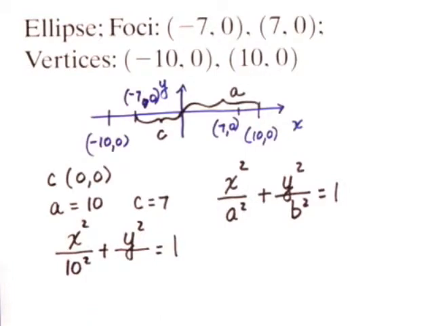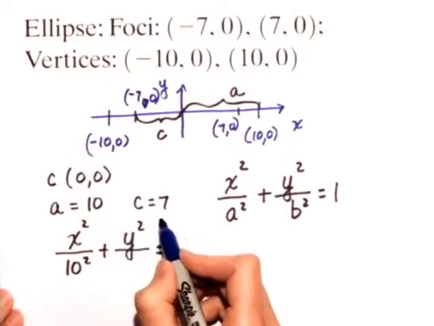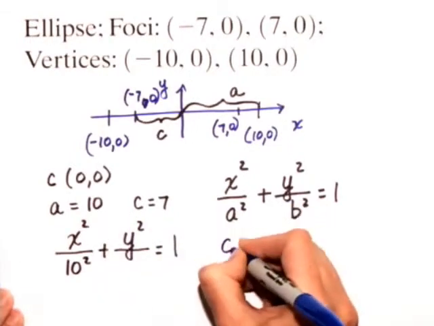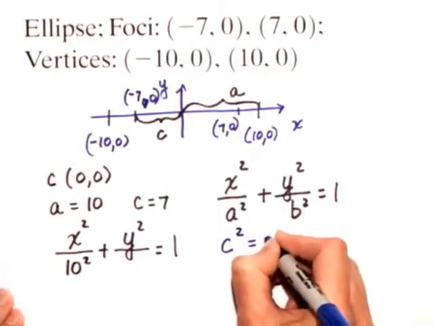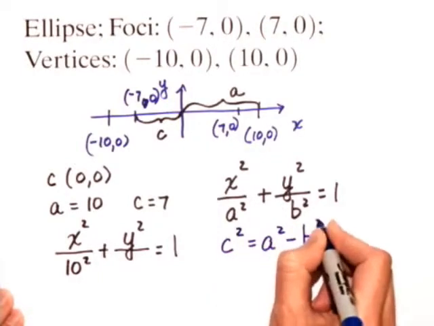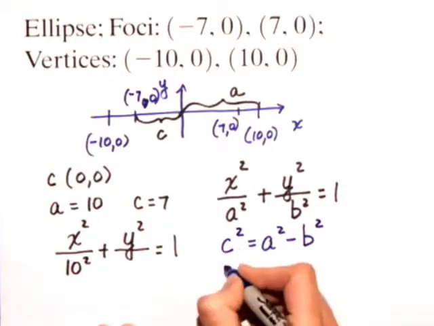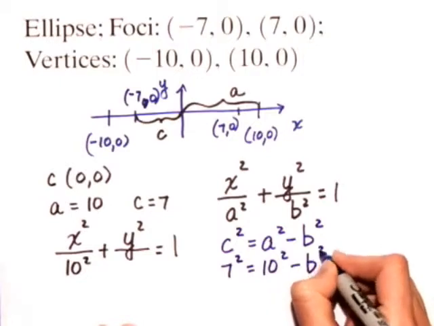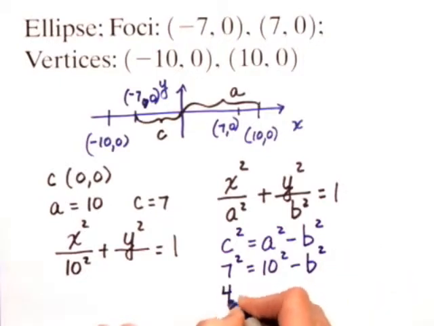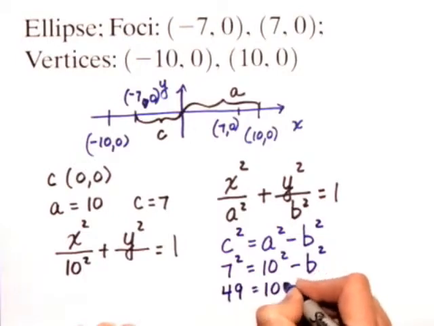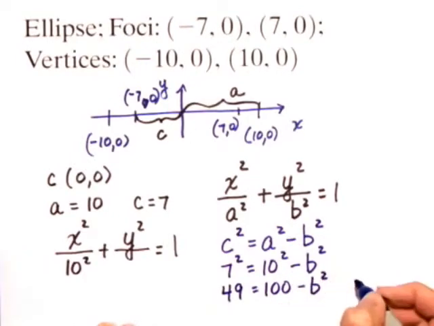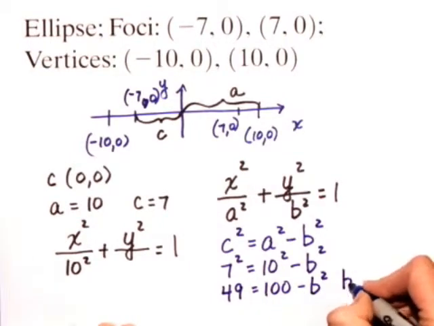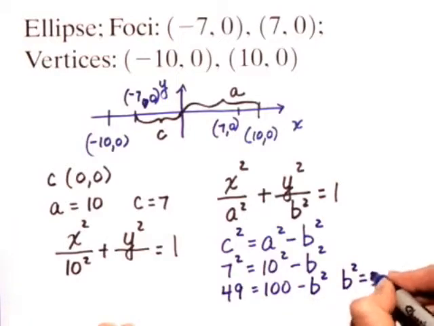Well, it's easy enough to find b, because whenever we have an ellipse, the equation that we use is c squared equals a squared minus b squared. So in this case, we have 7 squared equals 10 squared minus b squared. So we have 49 is equal to 100 minus b squared. If we move the b squared over to the left-hand side and the 49 over to the right, we get b squared is equal to 100 minus 49, or 51.